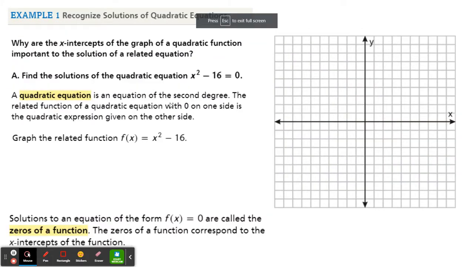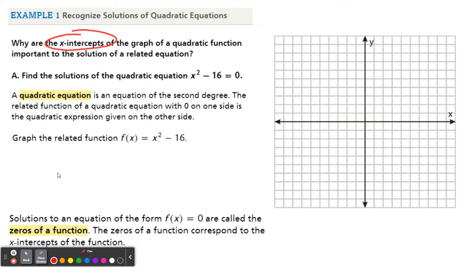Example 1. Recognize solutions of quadratic functions, quadratic equations. It says, why are the x-intercepts of the graph of a quadratic function important to the solution of a related equation? So the keywords here are x-intercepts and solutions. In part A, it says find the solutions to the quadratic equation x squared minus 16 equals 0.